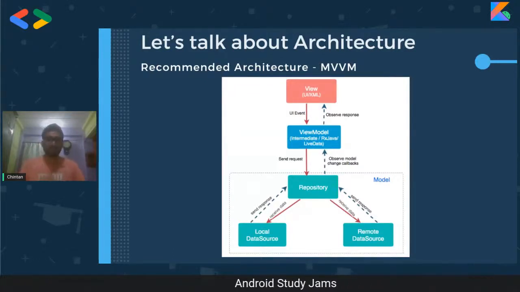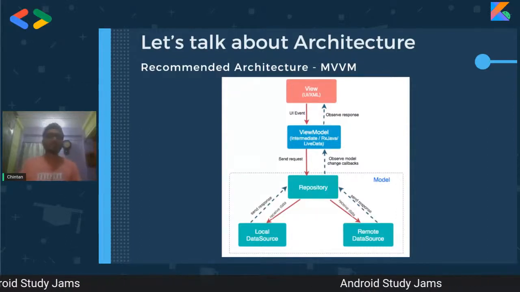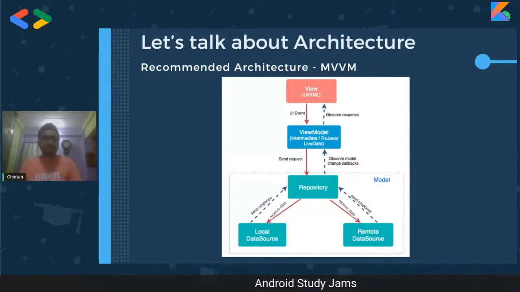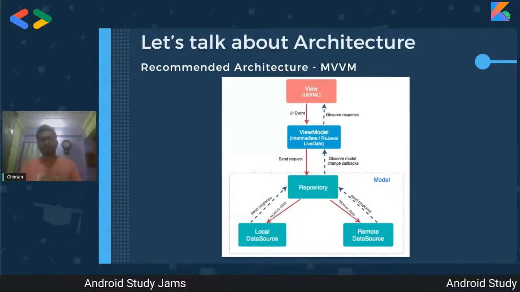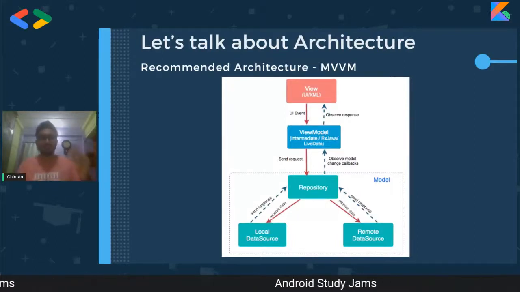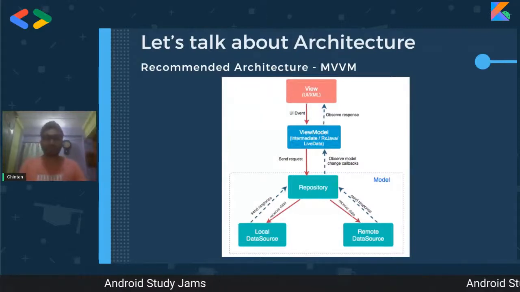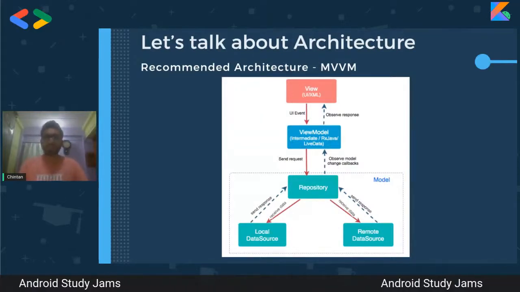So that is the repository part where you get your data. That can be from a local source, or from your remote source, or maybe both of them. For example, first you get it from local data, and in the background you update your local data from your remote. Eventually it will update your view model and you will get your fresh data. So this is about the architecture in very short.